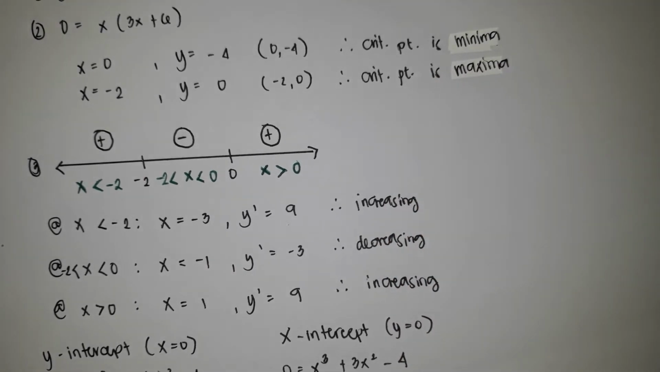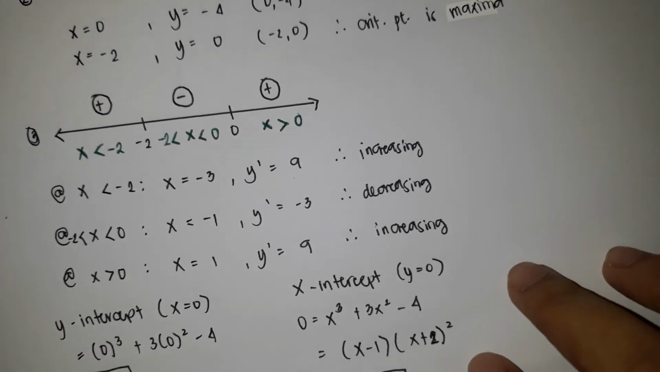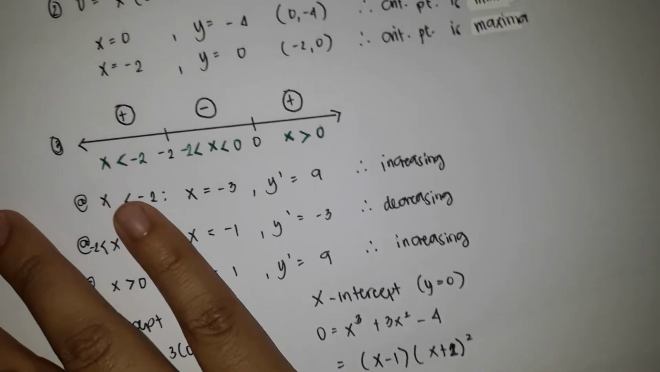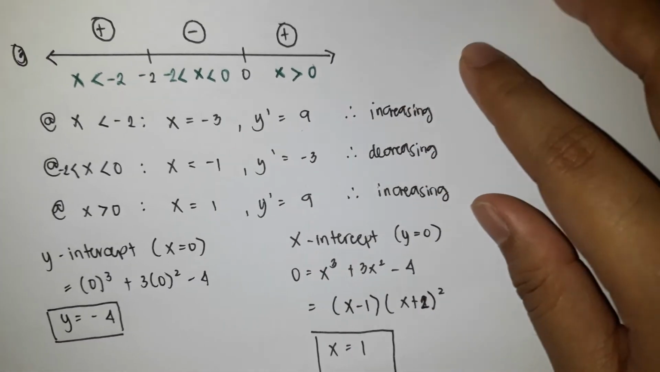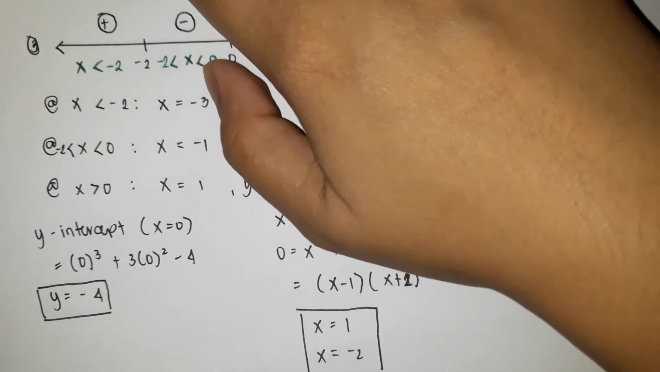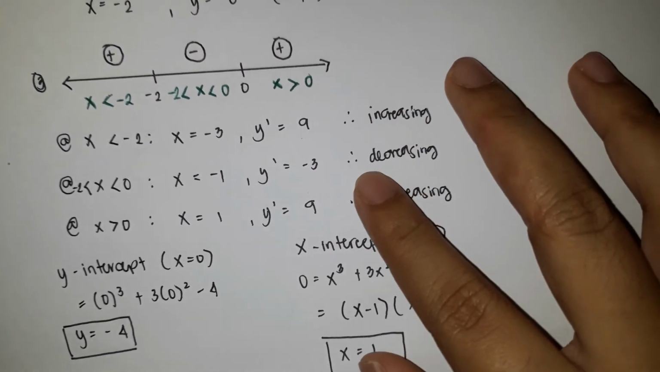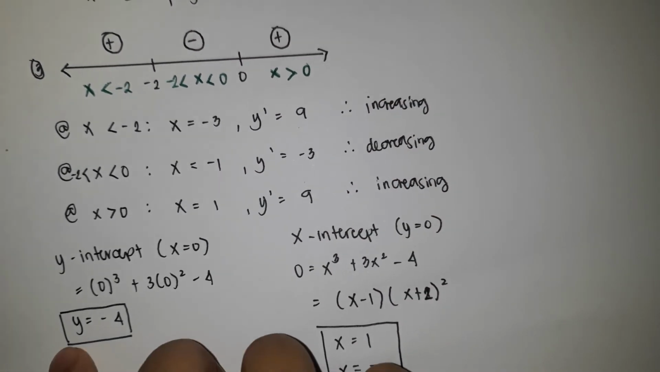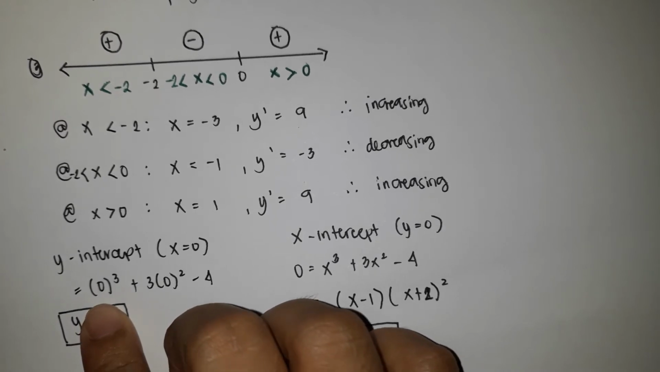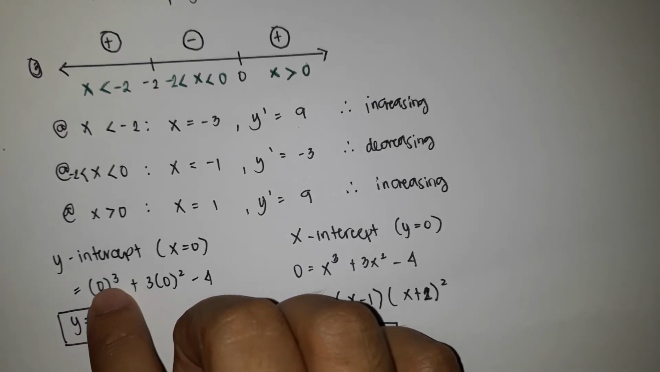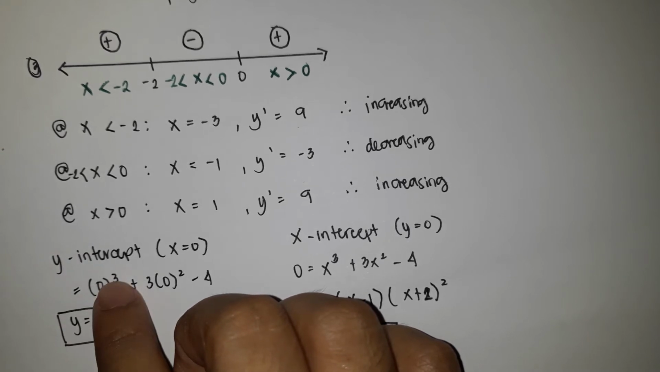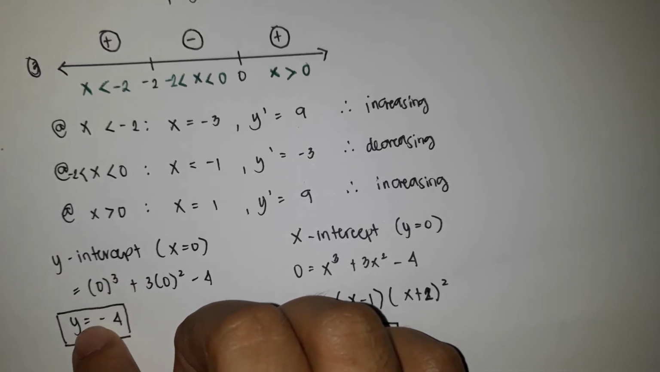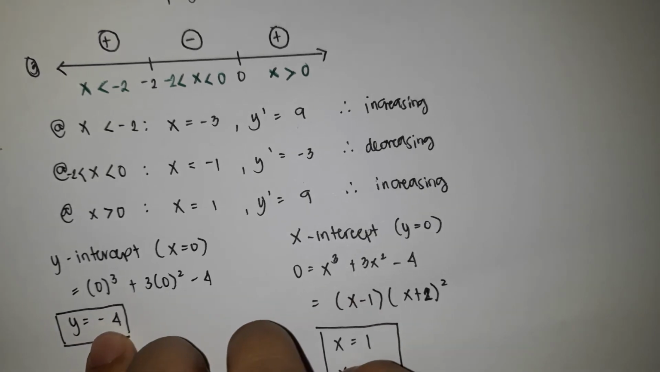So in order to get the last step, which is the x and y intercept, we must equate x to 0. The given function is x cubed plus 3x squared minus 4. So we just have to substitute 0 to x. Now our y-intercept is equal to negative 4.